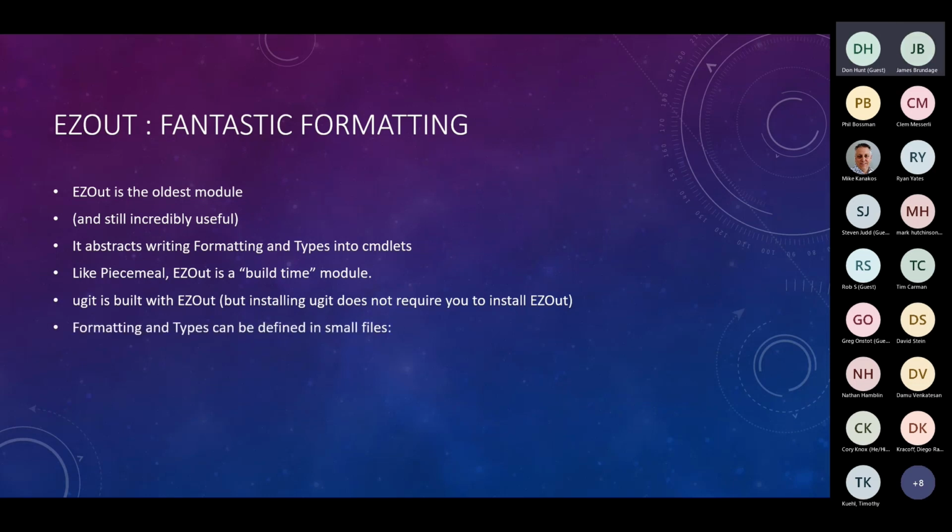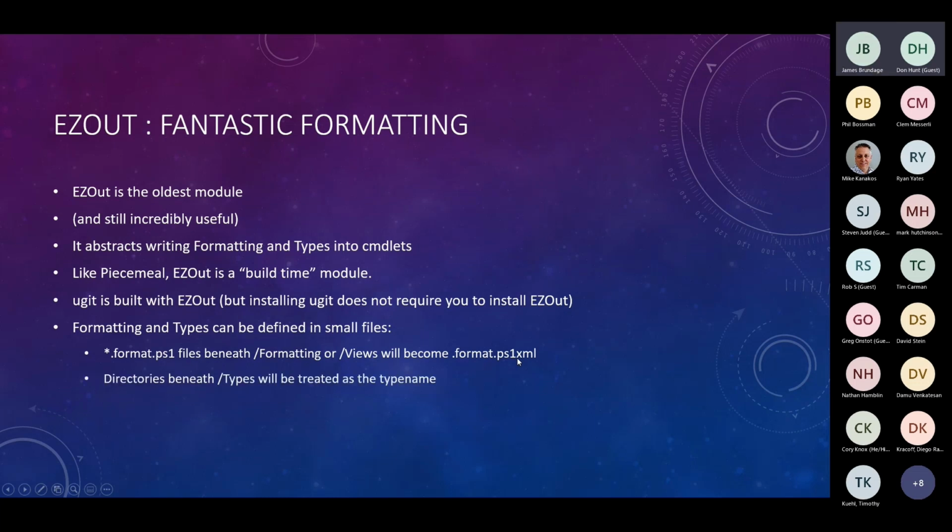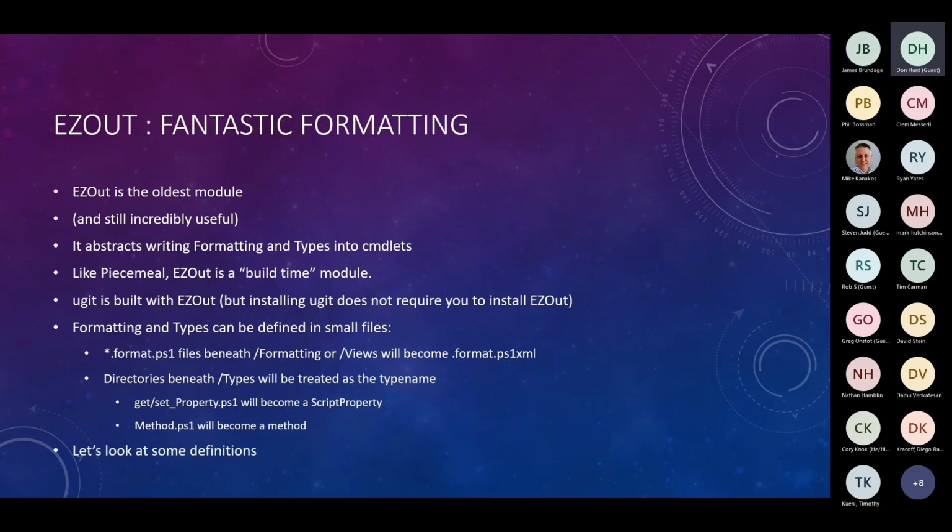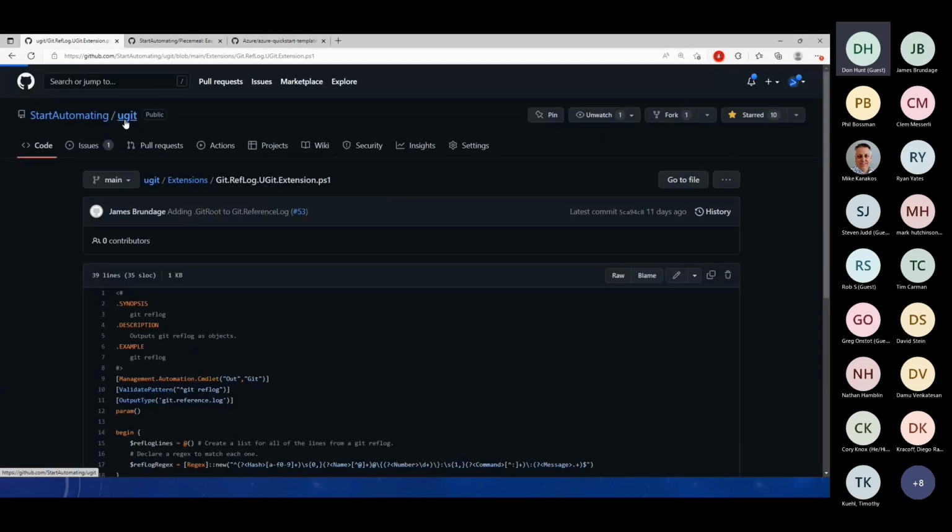Formatting and types can be defined in nice little small files. Star.format.ps1 files beneath formatting and views will become format.ps1xml, and directories beneath types will be treated as the type name. Get or set underscore property name will become a script property, and method.ps1 or whatever name.ps1 will become a script method. Actions. All right.